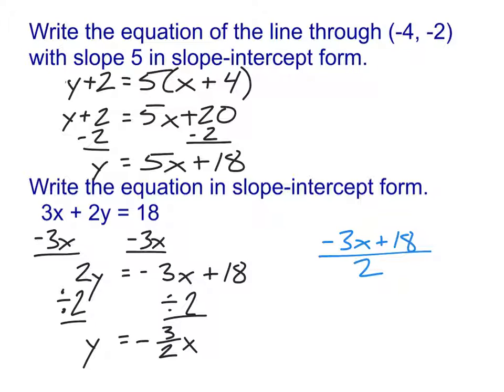Okay, then I repeat the same thing with the plus 18 over 2. 18 over 2 is 9, so it ends up being a plus 9. And then that is our final answer. That is now slope-intercept form.